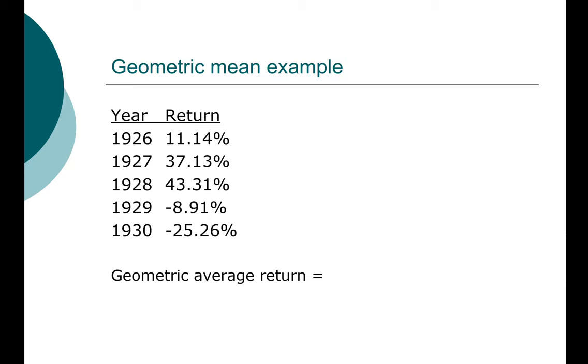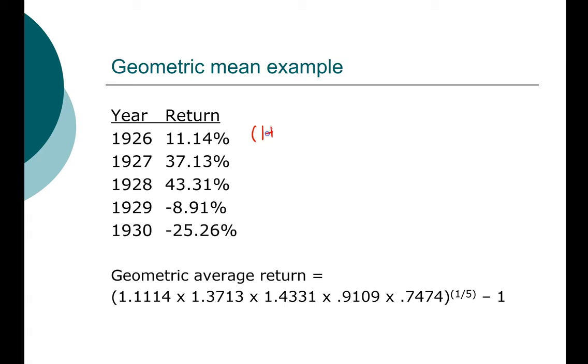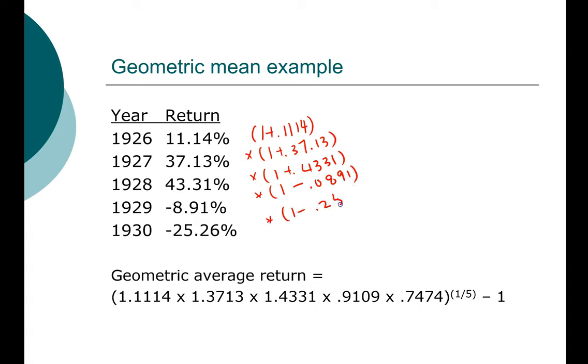Welcome back. Now we are going to compute the geometric average return. So remember, we're going to take 1 plus that number. So 1 plus 11.14% will be 1 plus 0.1114 times 1 plus 0.7371, and then times 1 plus 0.4331 times 1 plus, but this is negative, so we're actually subtracting 0.891%, and then we'll subtract 25.26%. So we're going to multiply all of this together, and then we have 5 years, so we'll take it to the fifth root, so 1 over 5, and then subtract 1.